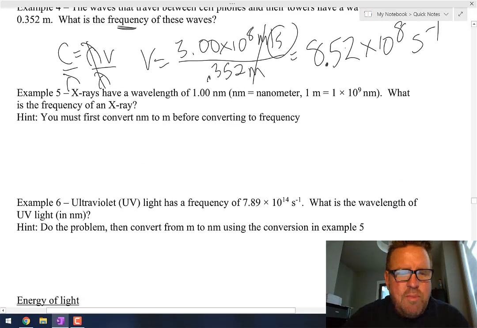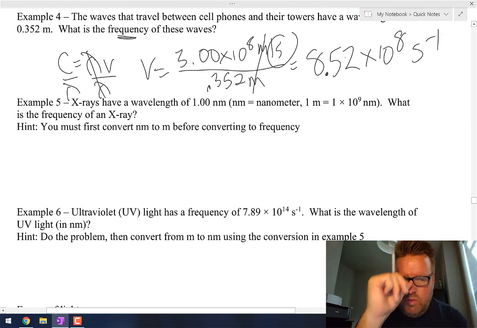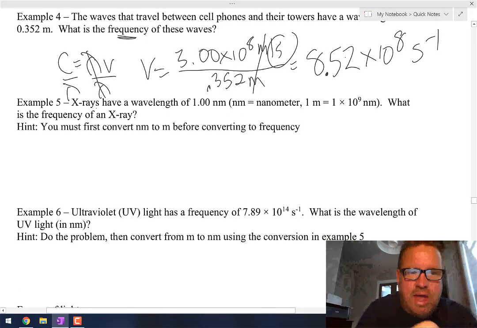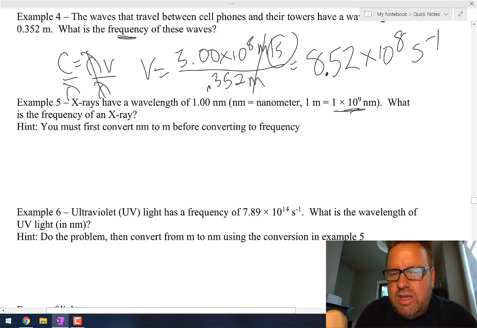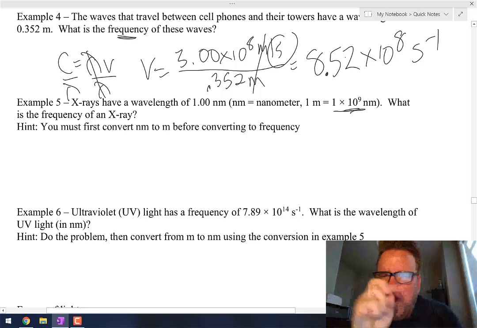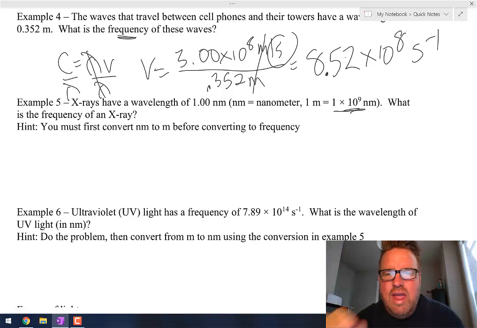Okay, a couple more examples here, and then we will be done with this, and then you can practice. Okay, X-rays have a wavelength of 1.00 nm, and nm stands for nanometer. And a nanometer, or basically a meter, has 1 times 10 to the 9th. That's a billion nanometers. So nanometers are really, really tiny. Okay, and they want to know what is the frequency of an X-ray.